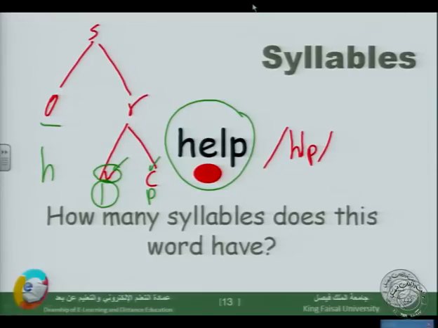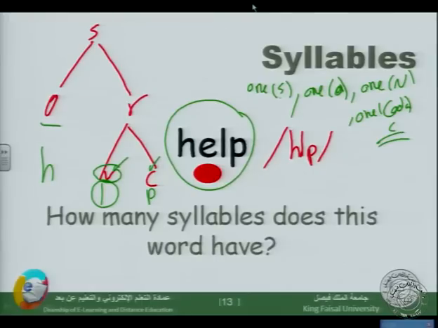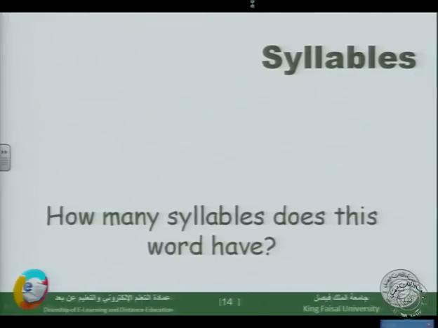You should tell me this word has one syllable, one onset, one nucleus and one coda. Coda is abbreviated as C. Let's take another example.